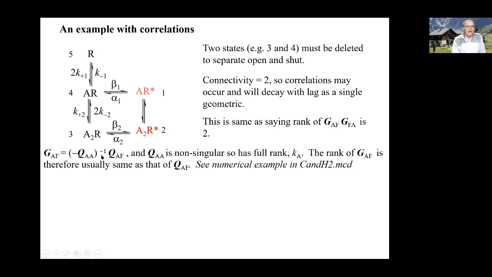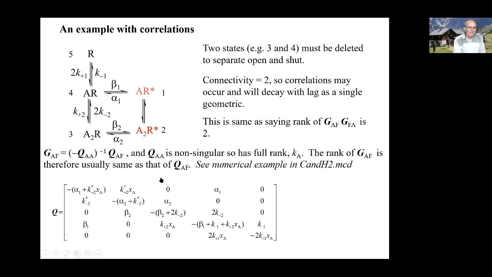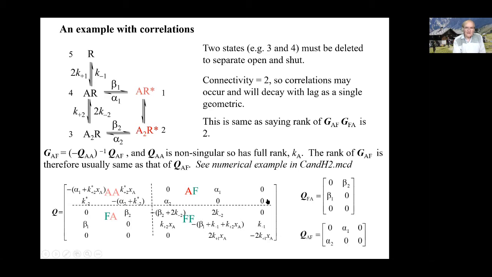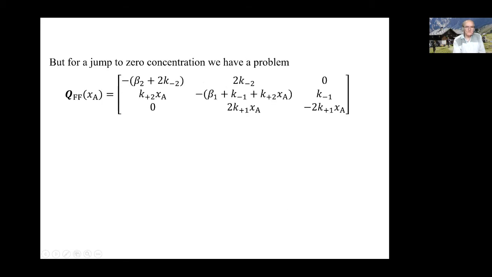GAF is defined in that way. QA is non-singular, so it has full rank KA. The rank of GAF is usually then the same as the rank of QAF. Partitioning the Q matrix again into open and shut, QFA we see is this. QAF is that subsection, and it's the rank of these that controls the presence of correlations.